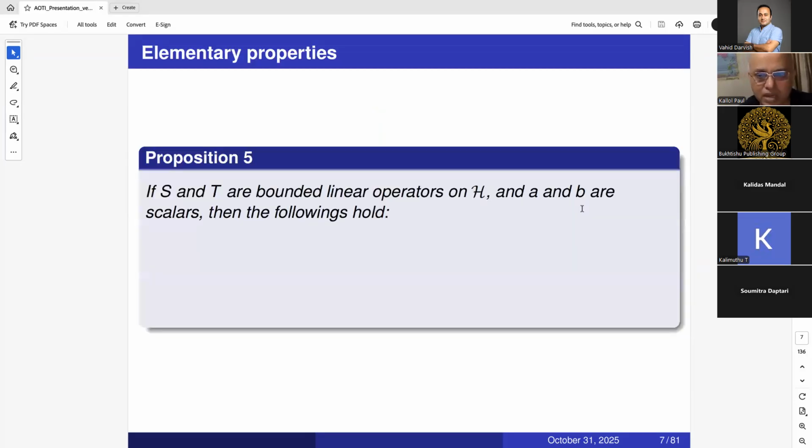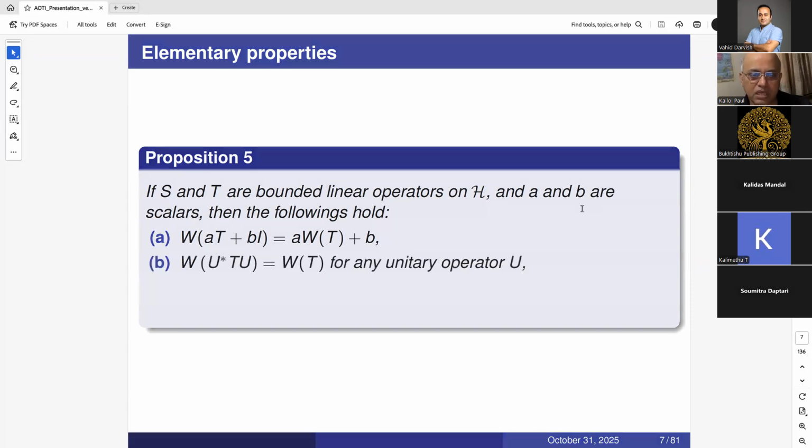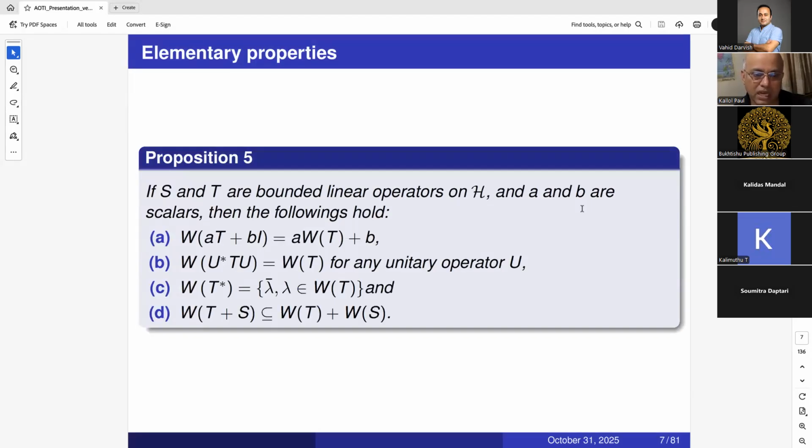There are some very elementary properties. If you look at two bounded linear operators S and T, and any two scalars A and B, then W(AT + BI) is A W(T) + B. Then it's unitary invariant: W(U*TU) is equal to W(T). These are very elementary results, fundamental results, I must say. And W(T*) looks like this. And W(T + S) is a subset of W(T) + W(S). So these are some elementary properties of the numerical ranges.